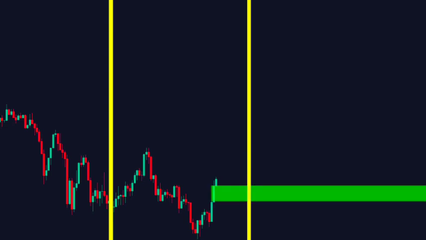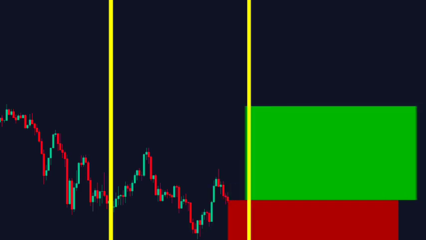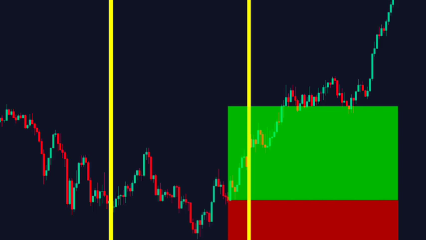After a manipulation to the downside, we see a large spike in price, leaving behind a fair value gap. This is where our entry will be. Wait for price to come back down to this gap, set our stop loss below the low, and set our take profit at the high. Boom, you got an easy winning trade.